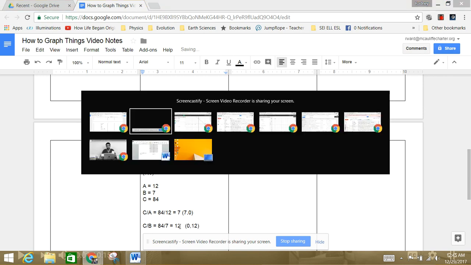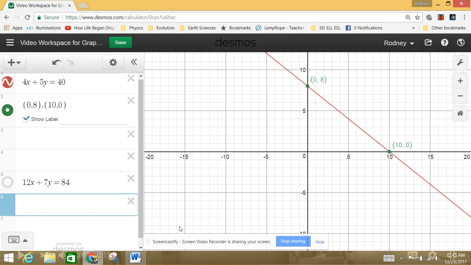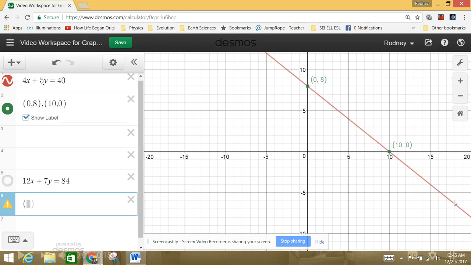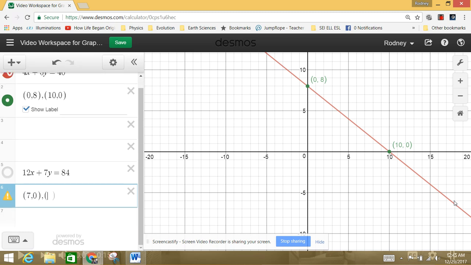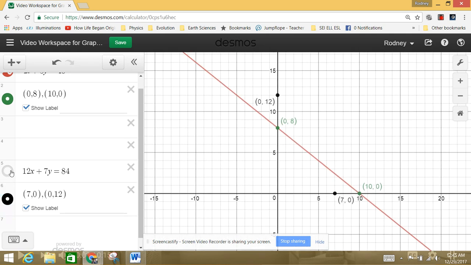All right, I go back over to Desmos. I plot those. I had an x-intercept at 7, 0. I have a y-intercept at 0, 12. I'll show those labels. I'll zoom out and move the screen a little bit. And now we'll turn the graph on, and it goes right through them, which you could do with a straight edge to make that happen. So you have 2 points. You can always make your line through them.